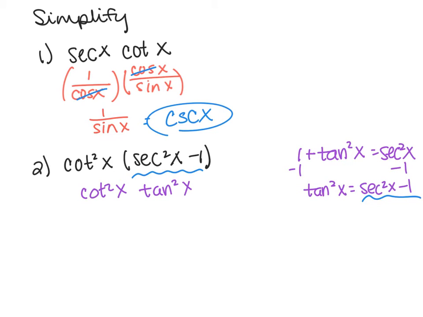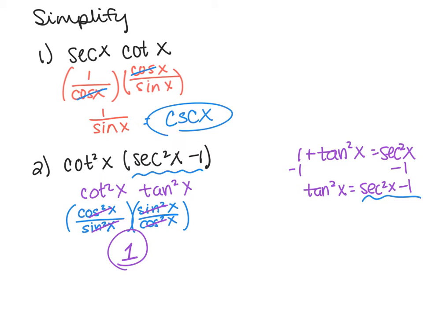And if we do that, using the quotient identities, we know cotangent is cosine over sine. We know tangent is sine over cosine. So now if we multiply these, notice the cosines cancel, the sines cancel. So if everything cancels out, we're just left with 1. So instead of writing cotangent squared x times secant squared x minus 1, that really, no matter what angle we would plug in for x, would always just equal 1.